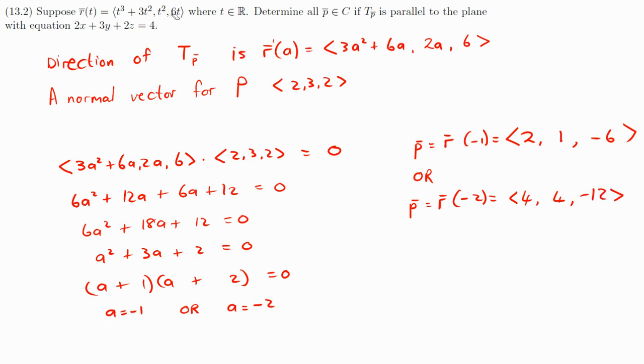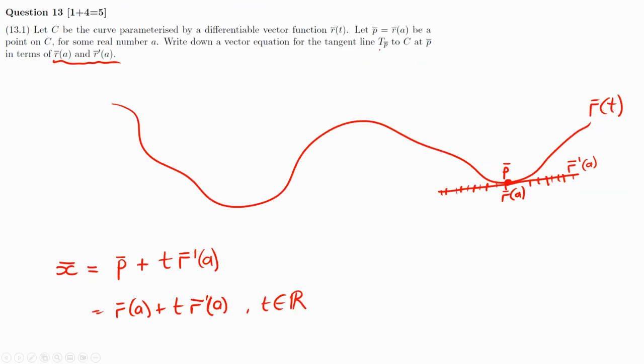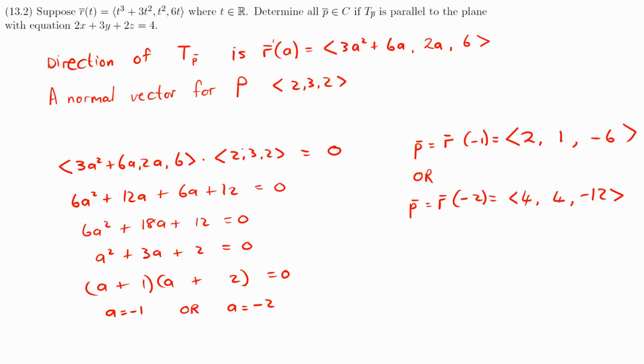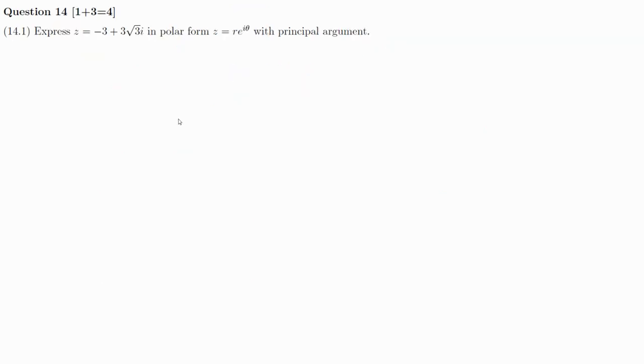Perfect. Okay, and that's all the points P where this tangent line is perpendicular to this plane's normal vector. So basically, parallel to the plane but perpendicular to its normal vector. Perfect. Okay, so now next question 14.1.